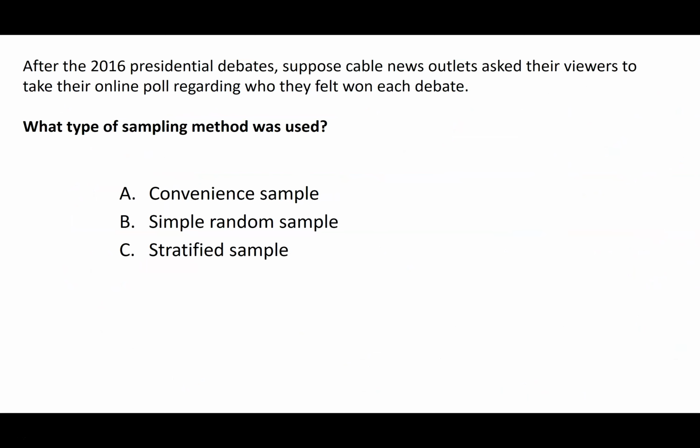So here, after the 2016 presidential debates, super creepy, Trump kind of lurking behind Clinton. Suppose cable news outlets asked their viewers to take an online poll. Okay, so rewind 4 years, the last set of presidential debates, Trump and Hillary Clinton, and the cable news outlets ask their viewers, okay, you just watched the debates, take our online poll regarding who they want. So what type of sampling method is this?